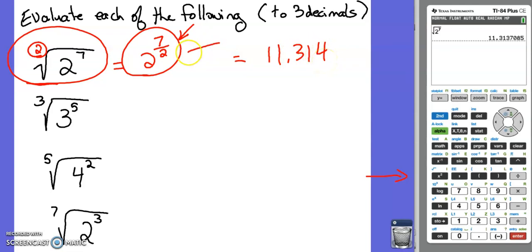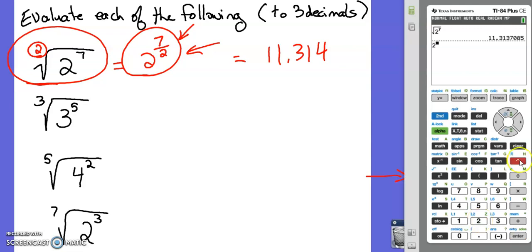All right, so let's practice. How do I type this in if I wanted to write it as an exponent, as a fraction? So literally 2 and then the caret button, and then you're just going to type in 7 divided by 2. And so that should give you the exact same answer as that.